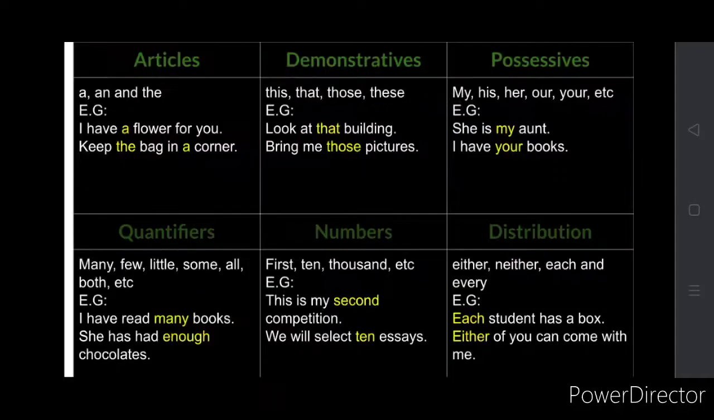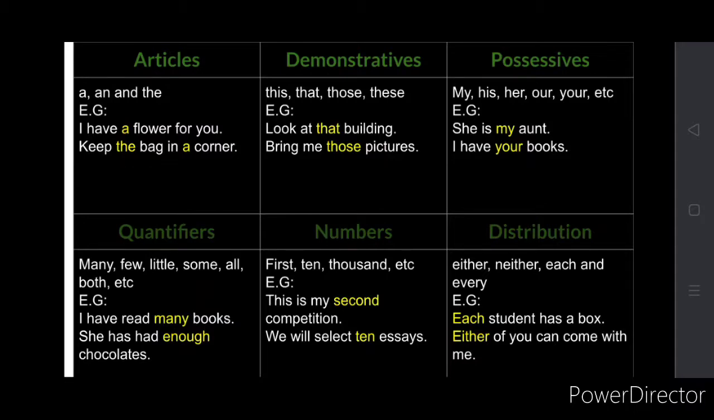Okay, so now we'll see that there are 7 different types of determiners. The first is articles. Articles, as we all know, are a, an and the, and we also know how to use the articles. We use a and an before countable nouns, things that we can count, and we use the when we are referring to a particular thing, a specific thing.